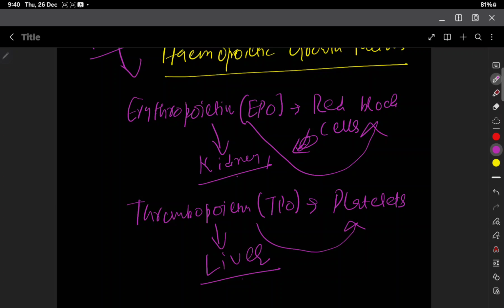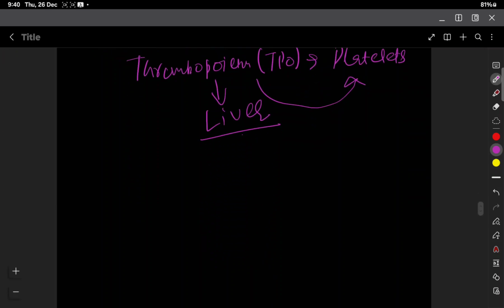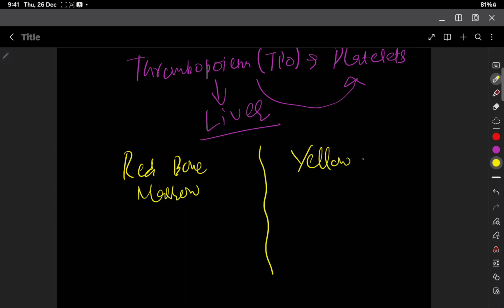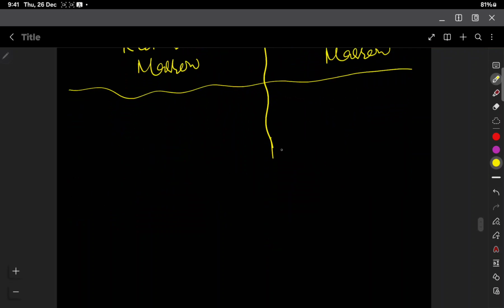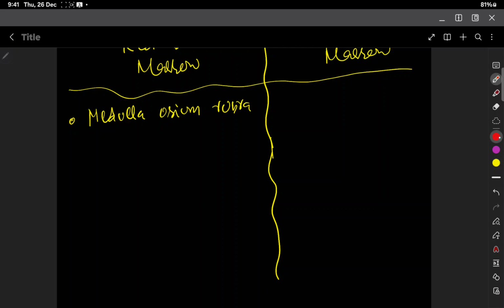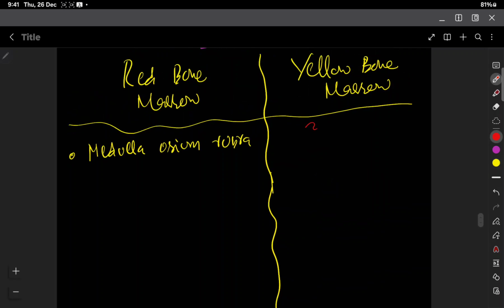So this was about hematopoiesis, or hemopoiesis. Then one more thing we discussed here was the red bone marrow and yellow bone marrow. We mainly discussed the red bone marrow, and the second one was the yellow bone marrow. Now we will see the differences between the two. What are the differences? The red bone marrow is also called medulla ossea rubra, while the yellow bone marrow is called medulla ossea flava. That is the first difference.